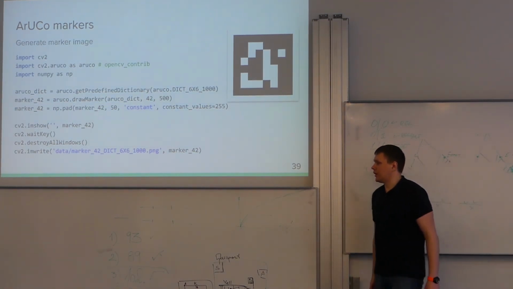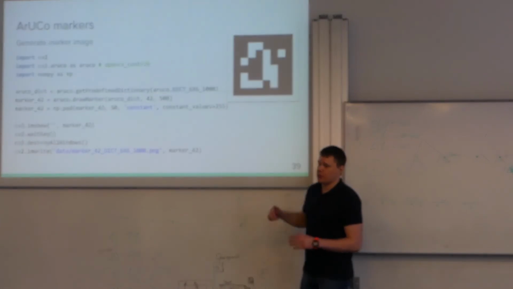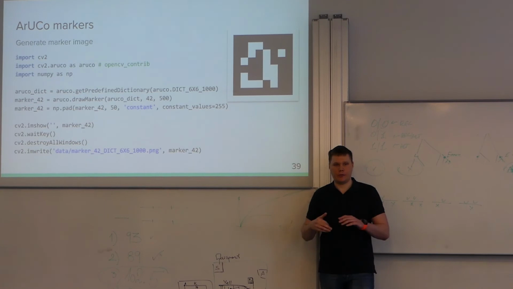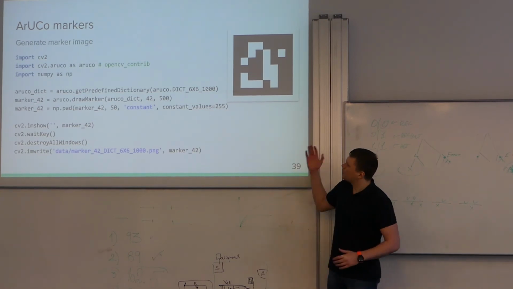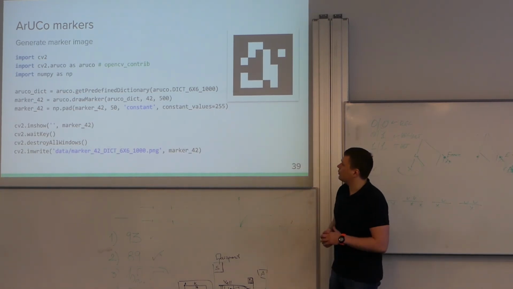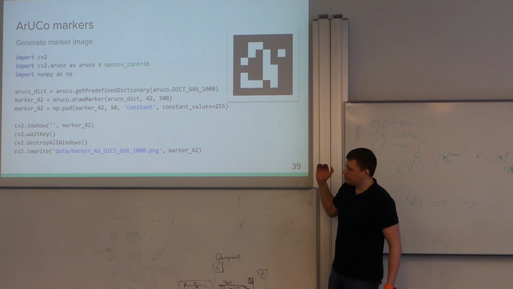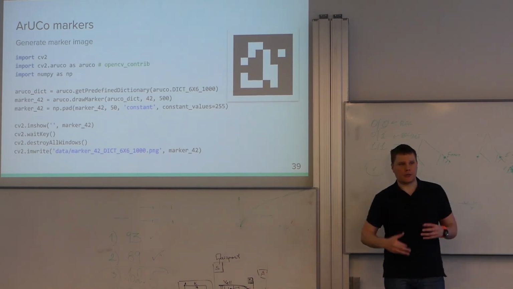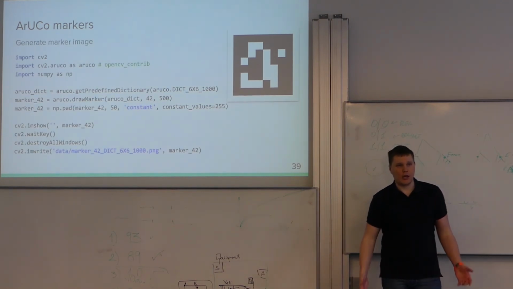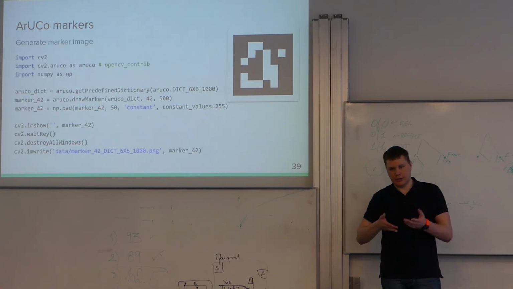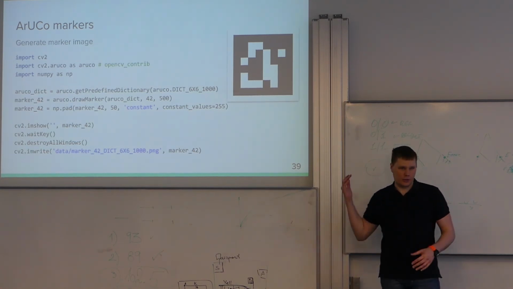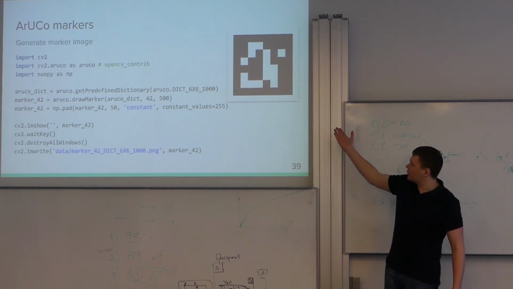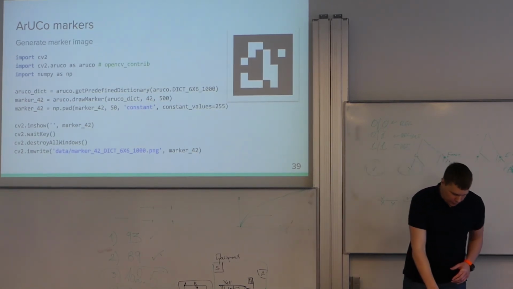OpenCV has this functionality, but it has it in contrib modules. So you need to have OpenCV with contrib modules to use this. So we just import what we need. And the thing is, OpenCV allows you not only to detect these patterns, but also to create them. If you want to print them, if you want to place them in the real world, it's possible to do this. So I just created the image of a marker with OpenCV.